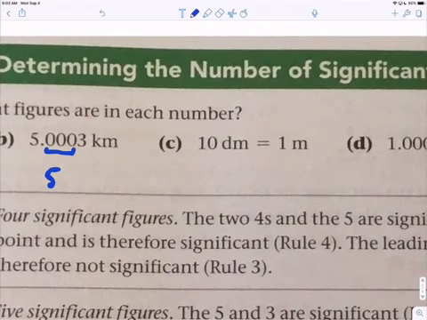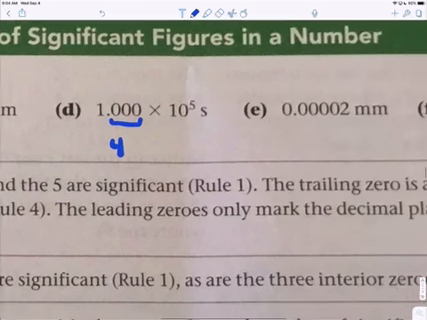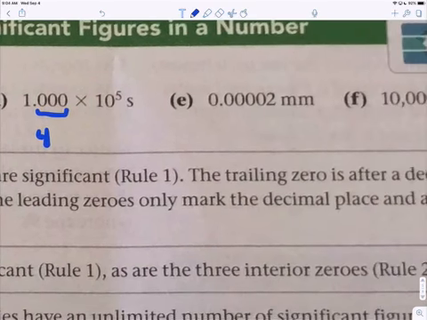So 10 decimeters equals 1 meter. This is an exact number. 10 decimeters does in fact equal a meter. There are an infinite number of sig figs in this. And 1 times 10 to the 5th seconds. This is scientific notation. You have these 3 here. So these have 4 sig figs associated with this number, the 1 and then the 3 trailing zeros. And these zeros are not significant. This has 1 sig fig.